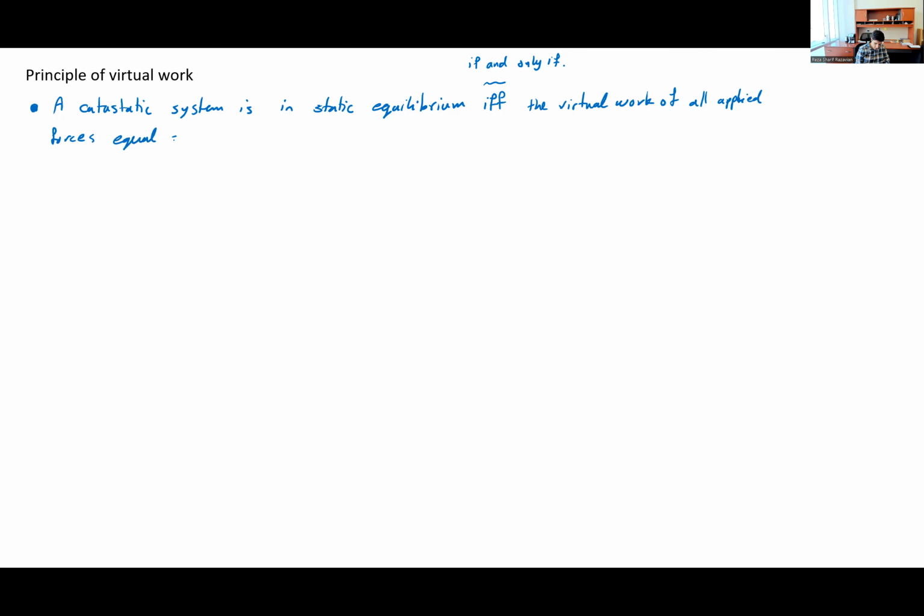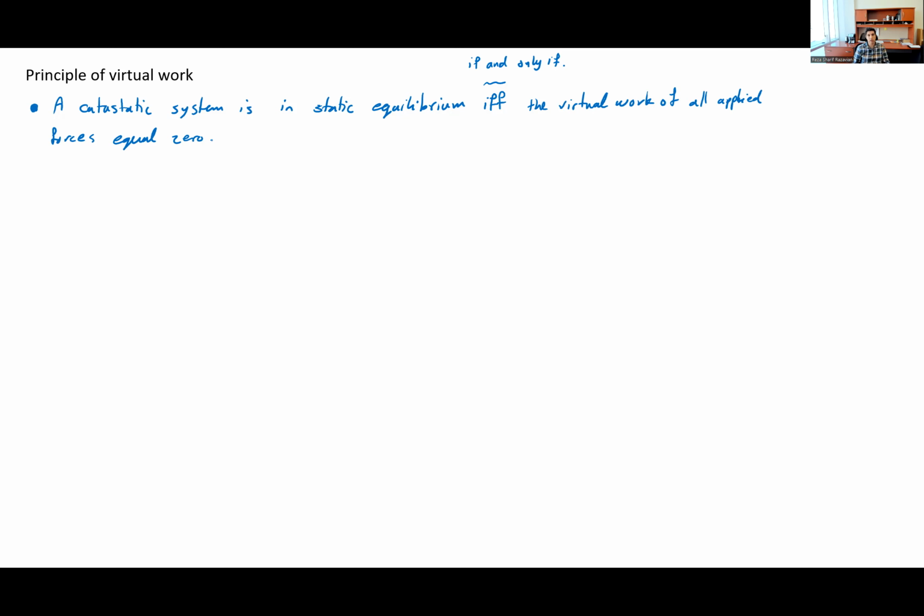A catastatic system is in static equilibrium if and only if the virtual work of all applied forces equals 0.